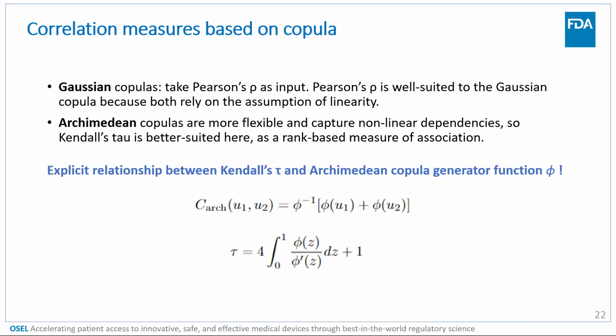Like I mentioned, Gaussian copulas take Pearson's rho as input. This is well suited to the Gaussian copula because both rely on the assumption of linearity. Pearson's rho is defined based on covariance and standard deviations, which are inherently linear concepts. And then Archimedean copulas are more flexible and capture nonlinear dependencies. So Kendall's tau is better suited because this is a rank-based measure of correlation that relies on ordering rather than actual values of the data. And there's this nice explicit relationship between Kendall's tau and the generator of an Archimedean copula, which I like.